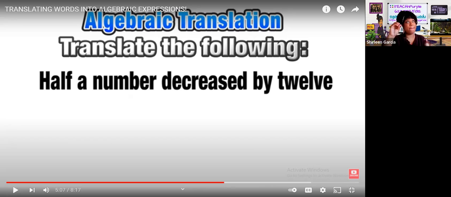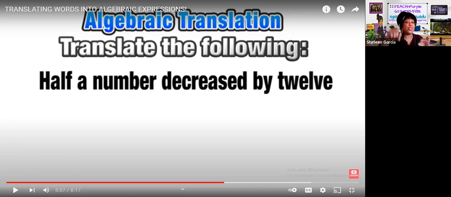Okay, so remember, an expression has no equal sign. So we're not doing anything to solve this, okay? We're just translating, like if someone speaks Spanish and I don't understand Spanish, I'm translating what they're saying into English so that we can understand it. So you're translating these words into an algebraic expression.